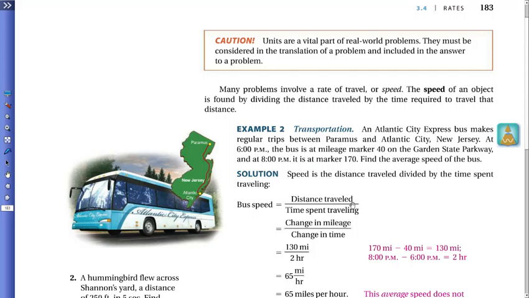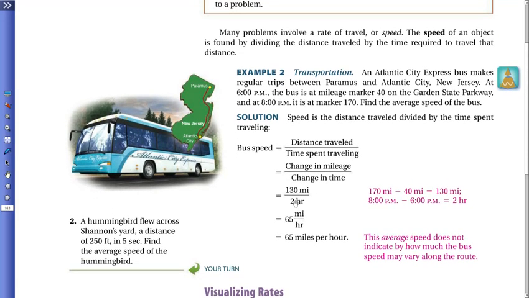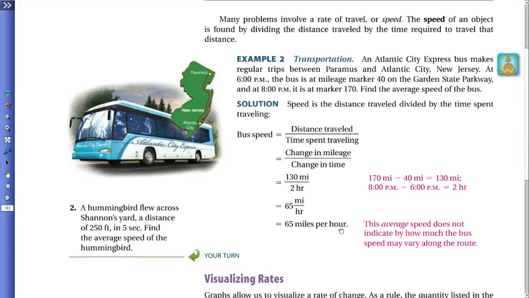Well, speed is distance over time, right? And that's what they say. Speed is distance traveled divided by the time spent. So we need to find out what's the distance that occurs between these mile markers. Well, you take the difference of that and you find out it's 130 miles. Well, they tell us that it took 2 hours, so I get 130 miles per 2 hours, or over 2 hours, which is 65 miles per hour in a fraction form, or 65 miles over 1 hour, or 65 miles per hour. Right here is how we usually say that.